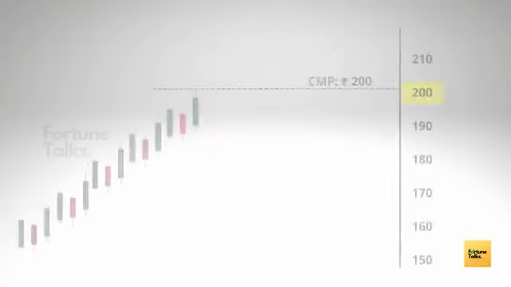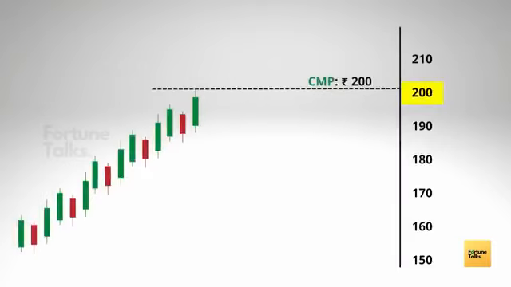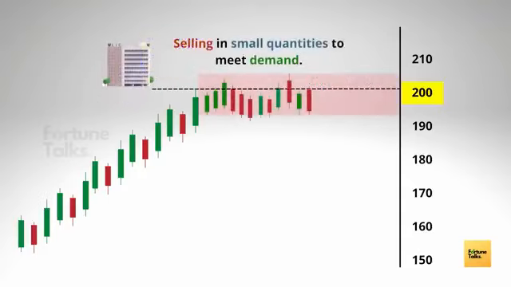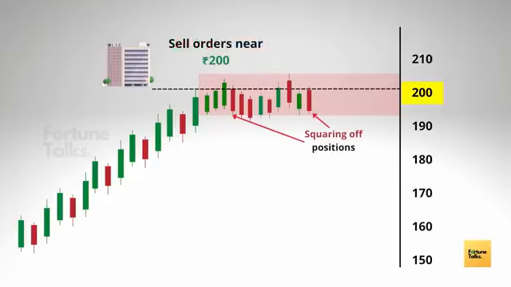Now moving on with the same example, the price rallied from 100 rupees to 200 rupees in a matter of months. This is when the institution thinks of squaring off their position, or selling the stock, to make a profit. They do this by placing a large number of small sell orders so that the supply meets the demand. In other words, they ensure that there are enough buy orders at the same price at which they want to sell so that the profits are not reduced.